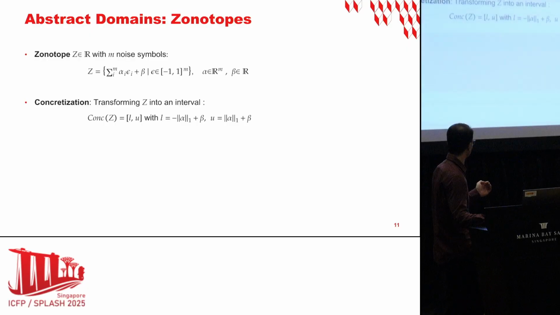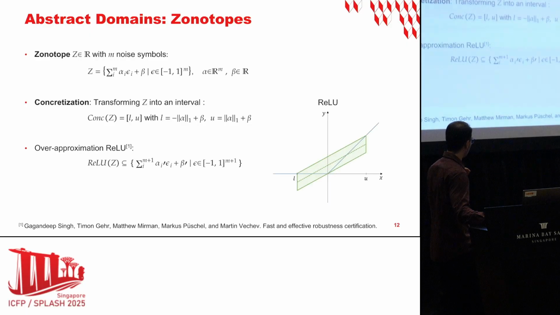A critical operation is the concretization. It transforms it into an interval, because at the end you want to know if your property is proven or not, and you need to have bounds. This is easily computed for zonotopes because it's just the L1 norms. You also need the concretization operation to over-approximate non-linear functions. Because the zonotope is an affine form, and the nonlinear functions are by definition nonlinear, you need to over-approximate them to represent them.